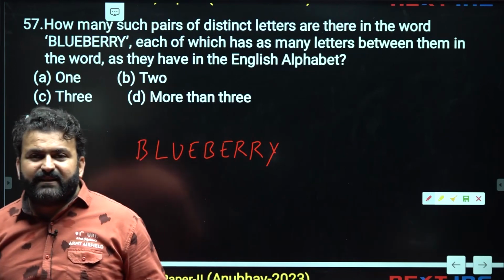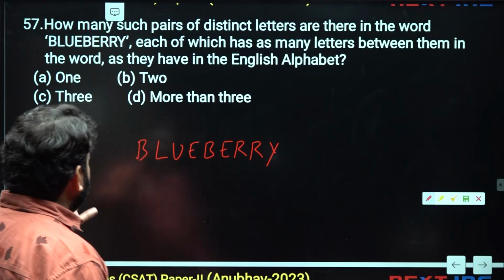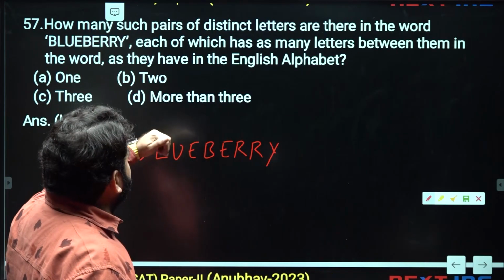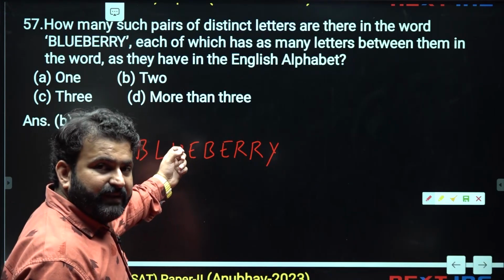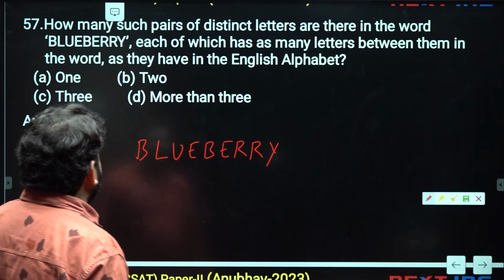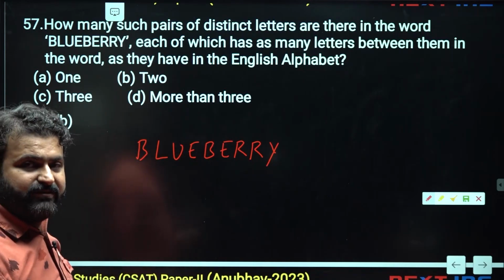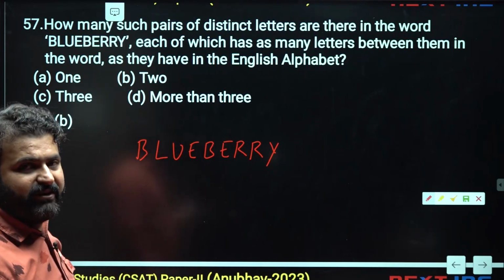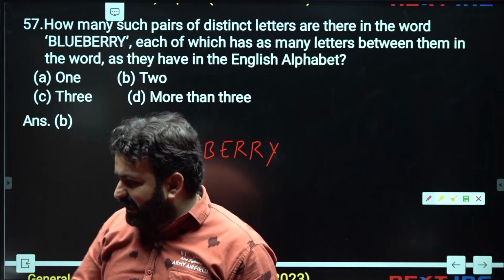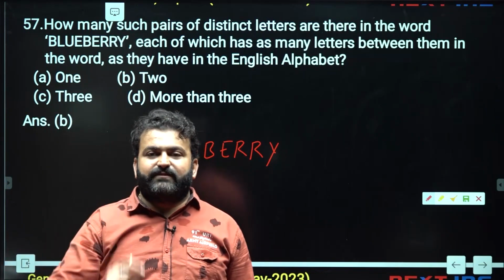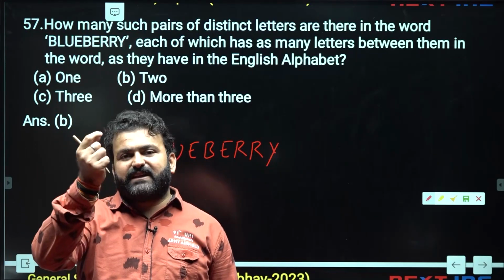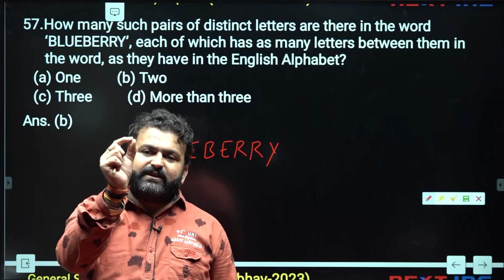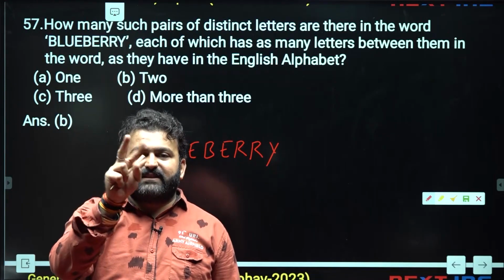Now what do you have to do? In this word you have to just find out how many such letters are there in which the gap is the same as that of the actual one in the alphabetical series. That is, in the alphabetical series A to Z, whatever is the difference between, for example B and D. If it is B and D, what is the difference? In between B and D you have one letter gap, or you can say the difference is 2.